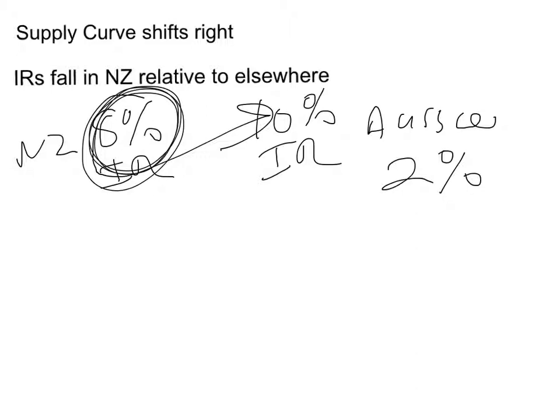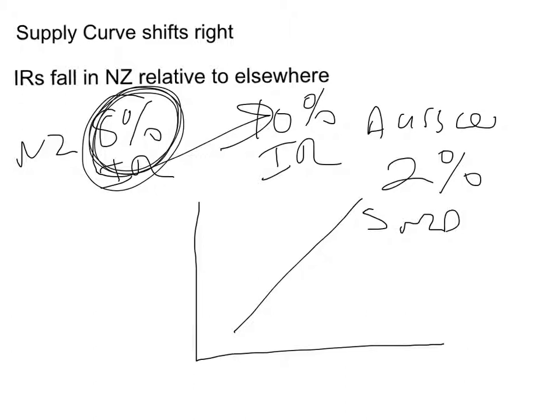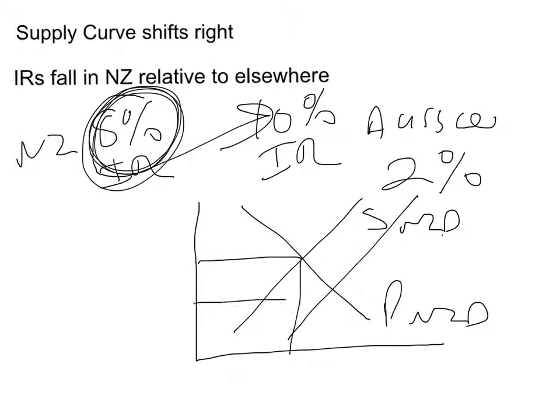So again, let's come down to our model here. Here's supply of New Zealand dollars. Here's demand of New Zealand dollars. And which way is that supply curve going to move? Well, you and I are going to rush to that market to change into Aussie dollars. So the supply curve is going to move that way. And what have we got? We have definitely got a depreciation of the New Zealand dollar.